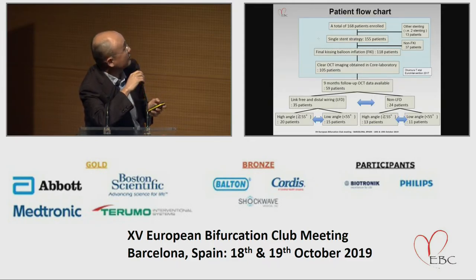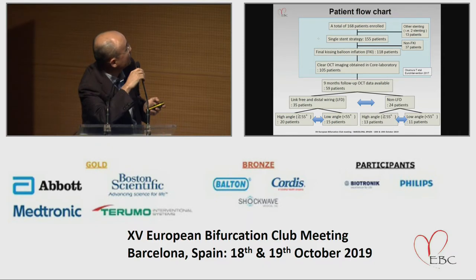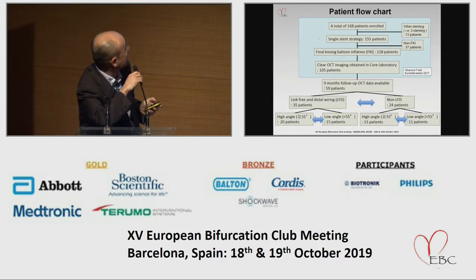This study is the follow-up data of the 3D OCT bifurcation registry, already published 2 years ago by Dr. Okamura. A total of 59 patients underwent 9 months follow-up OCT, and we divided them into the link-free and distal wiring condition and the non-LFD condition. In each group, we divided two groups, the high angle and the low angle, for comparison.